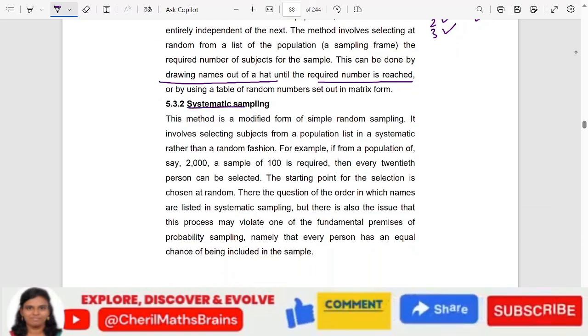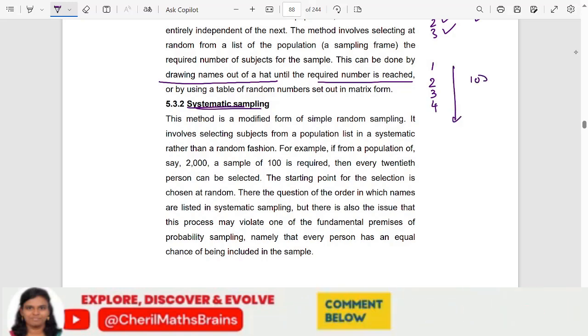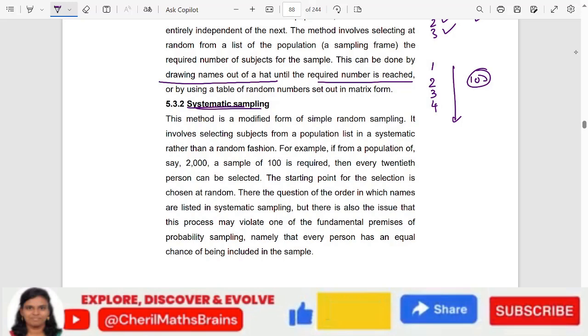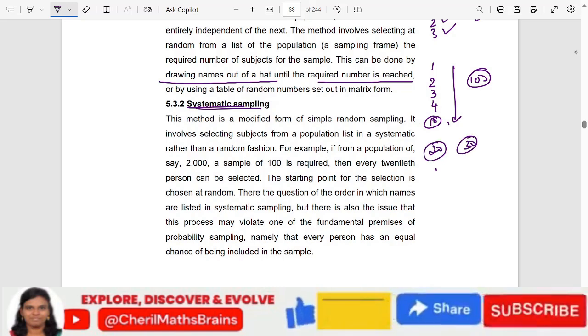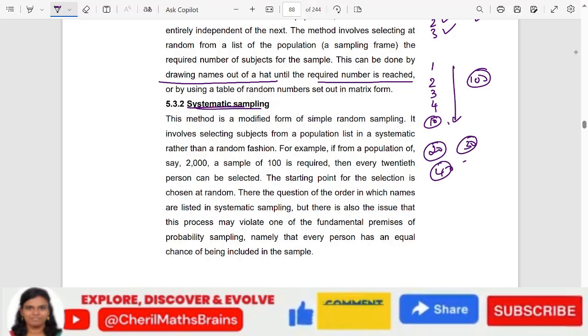The next one is systematic sampling. Systematic sampling means you write all the list of 100, and then you select only every 10th. So 10, and then you're going to take the 20th, you're going to take the 30, 40, 50. Like that you keep on doing till you get the 10 count. Then it is going to be systematic sampling.